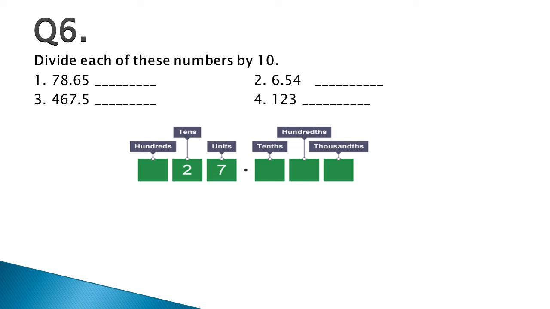So to divide a whole or a decimal number by 10, you just move the decimal point one place to the left. Note that although a whole number does not have a decimal point, we can always use it at the end of a number. So let's solve the questions together.